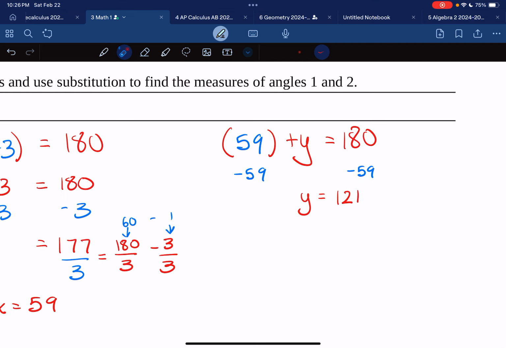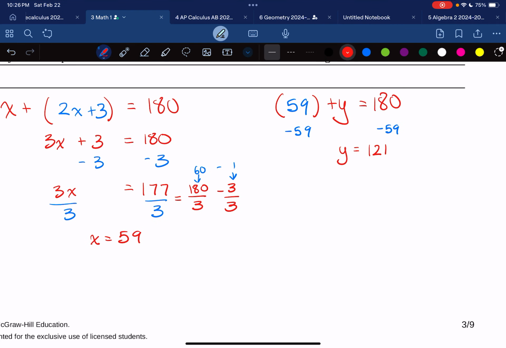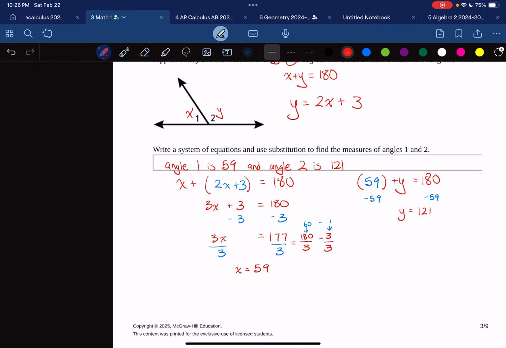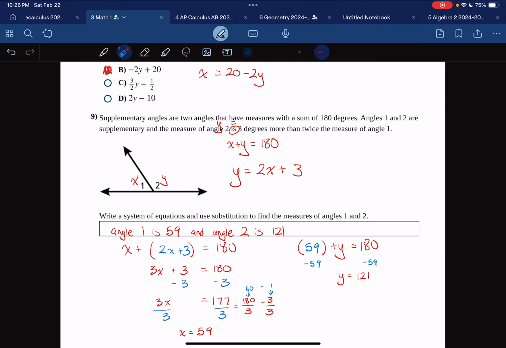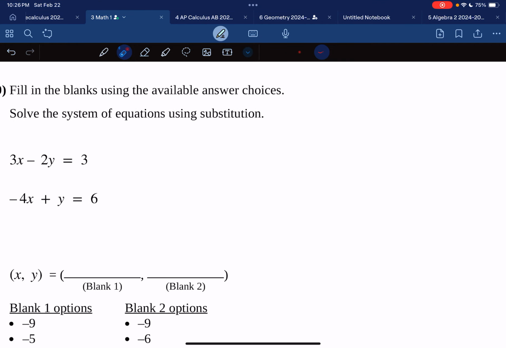Cool. So I have 121 and 59. And I should answer my word question with some words. I can say angle 1 is 59, and angle 2 is 121. It's just kind of a common practice that if you have a problem given to you in words, you answer it with words. You don't just say x equals and y equals and call it that. Just not as formal.